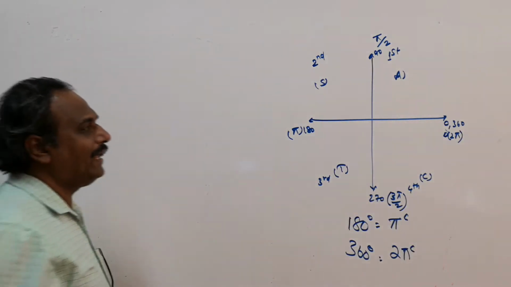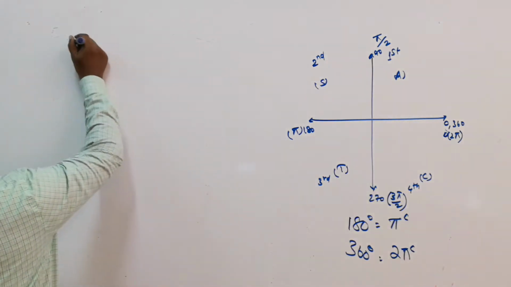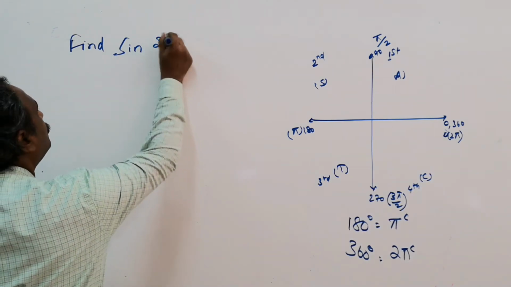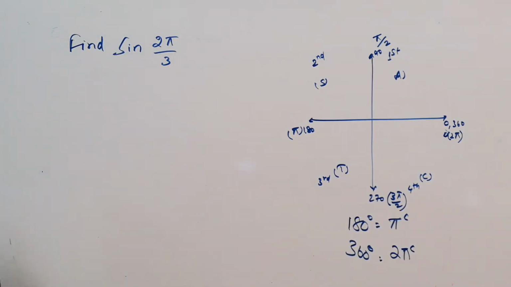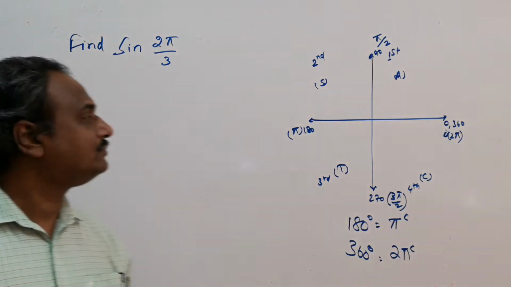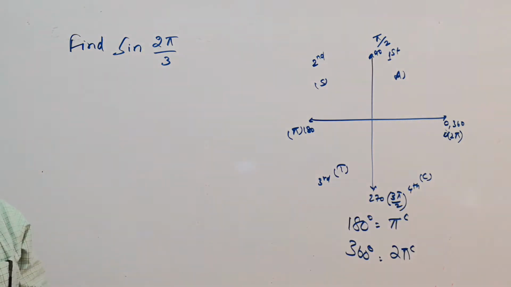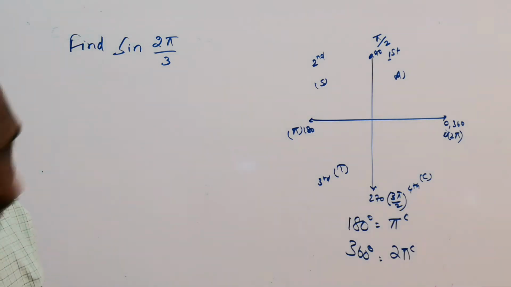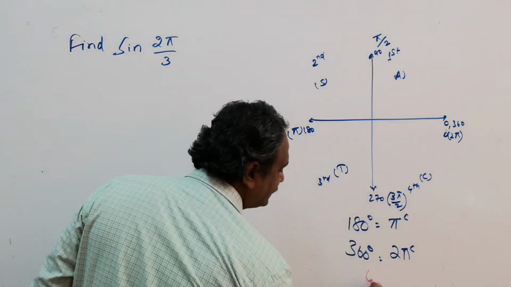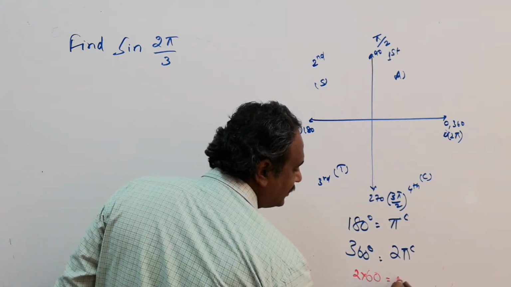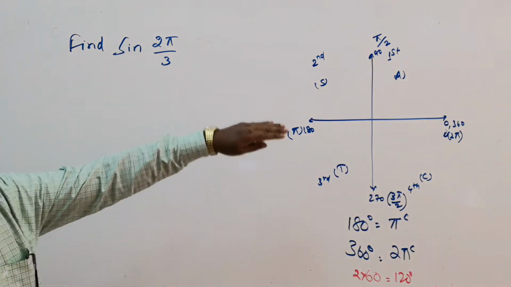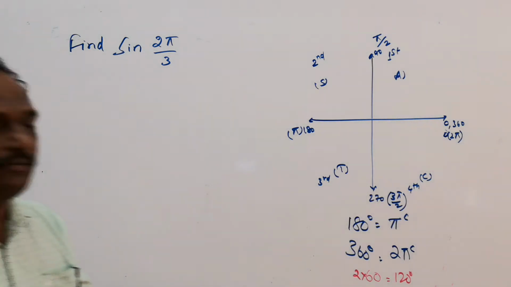Now, I have to find a value, maybe sine 2 pi by 3. First and foremost, we are going to find how much pi by 3 is. As a rough idea, when you convert this, pi by 3 is 60 and 2 pi by 3 is 120. So you know very well that 2 pi by 3 is 120, which will be in the second quadrant. This is the rough idea.